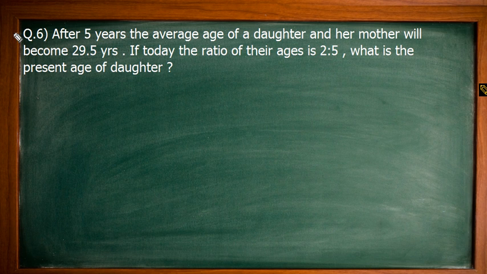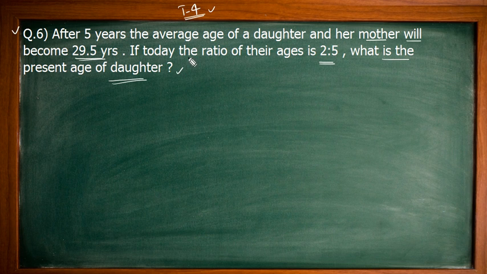In problem number 6, after 5 years the average age of a daughter and her mother will become 29.5 years. That is another type, that is T4. If today the ratio of their ages is 2:5, what is the present age of the daughter? This is your question right now, guys.